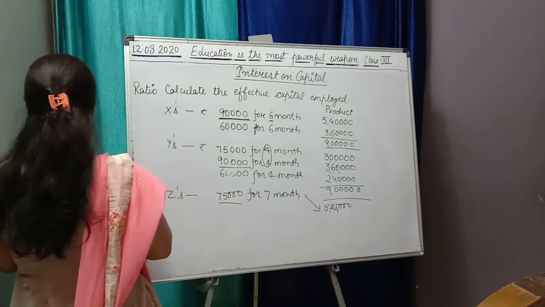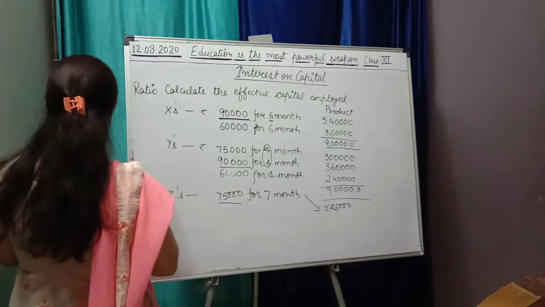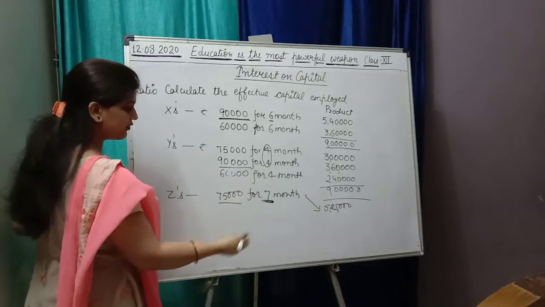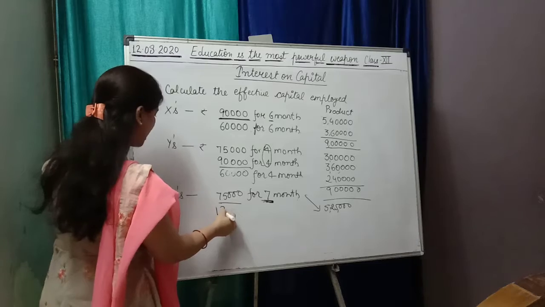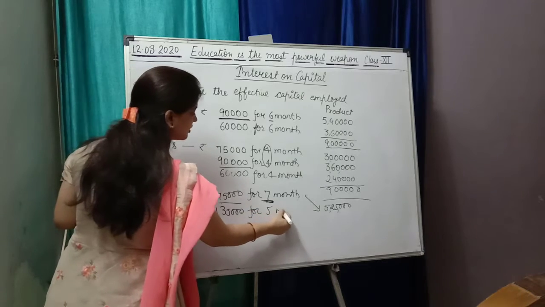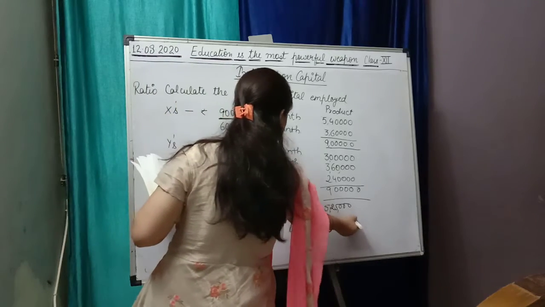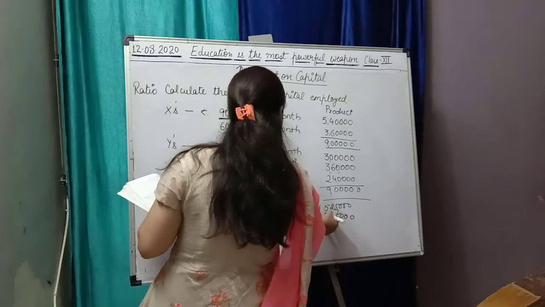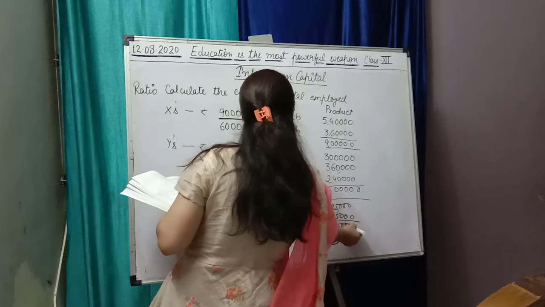After that, he has increased it by another 60,000 after 7 months. After 7 months, how many months are left? 5. So after 75,000 he added 60,000 more, so our total becomes 1,35,000. And this is for 5 months. So multiplying 5 months by 1,35,000, how much will come? That will come to 6,75,000. Now we have to do the total. This is 12 lakh.